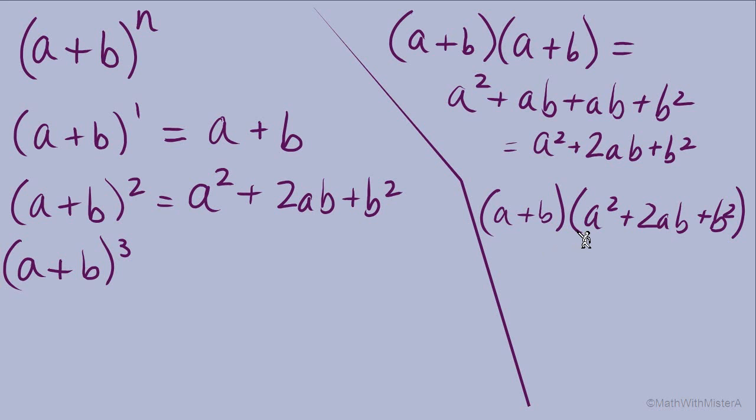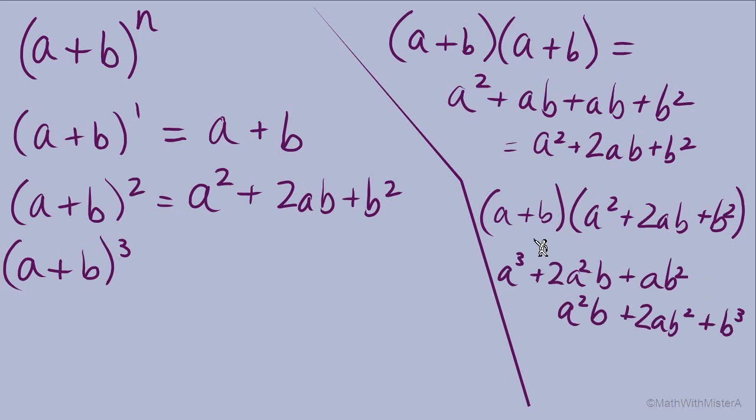A plus b times a squared plus 2ab plus b squared. First, I'll distribute this a to a squared and 2ab and b squared, which gives these three terms. Then distribute the b, and I expect to see some like terms. I'll keep them lined up. So that would be an a squared b, a 2ab squared, and then b to the third.